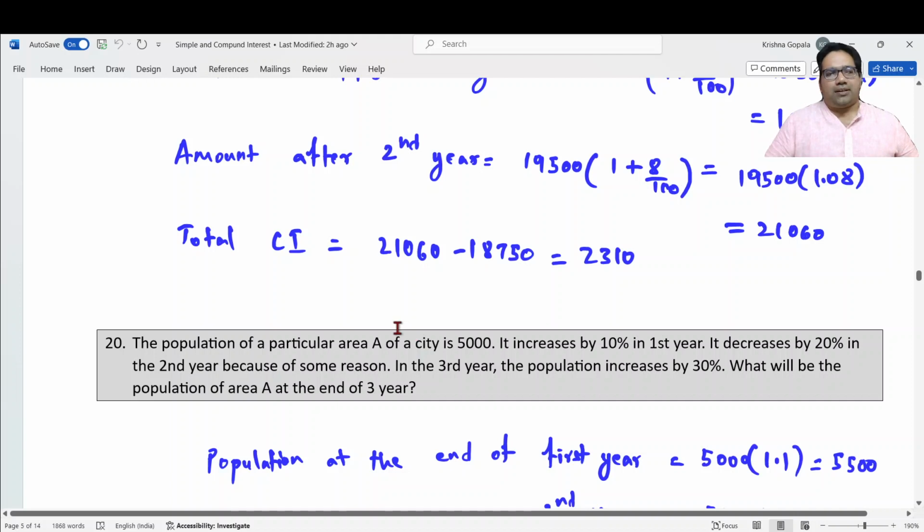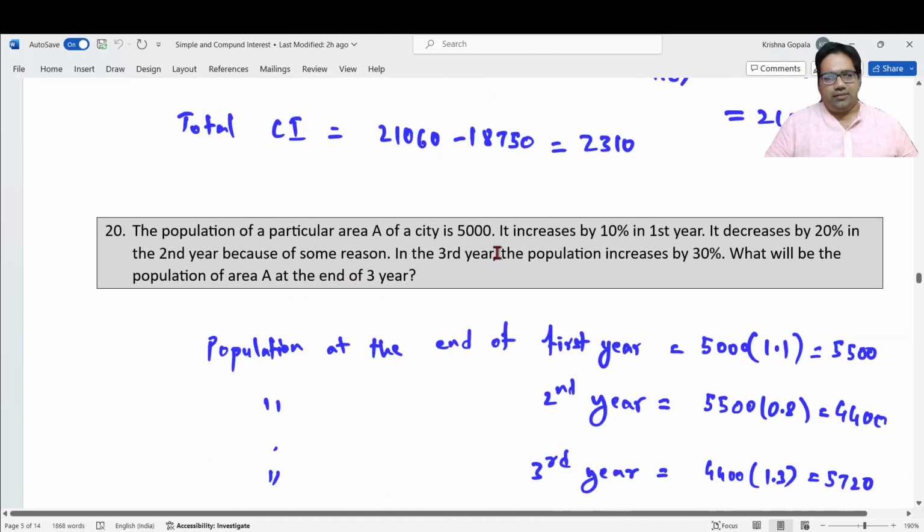The population of a particular area of a city is 5,000.